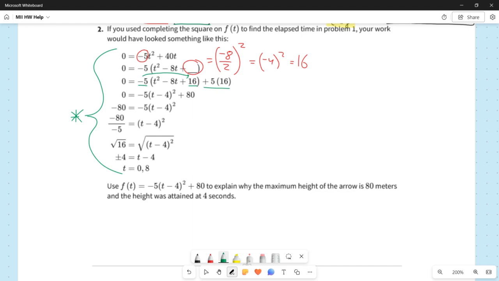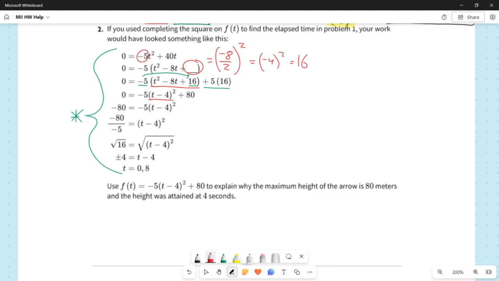So what's happened in our third step here is we have subtracted 5 times 16, and so now we have to also add 5 times 16 in order to maintain the balance in this equation. All right. Going to the fourth step, notice that we've been able to take our trinomial, this guy right here, the t squared minus 8t plus 16, and rewrite that as a binomial squared.